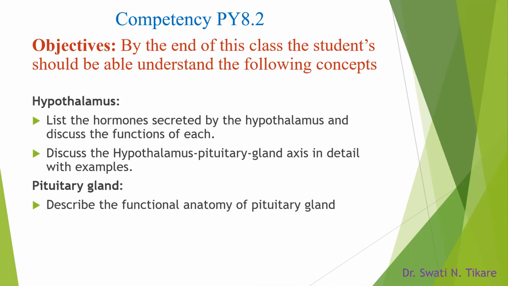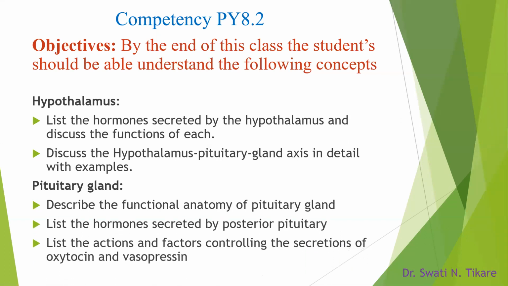Coming to the pituitary gland, we would like to describe the functional anatomy of pituitary gland, list the hormones secreted by the pituitary, posterior pituitary, and lastly, list the actions and factors controlling the secretions of oxytocin and vasopressin. So these are the objectives for today's session. So let's begin the class.